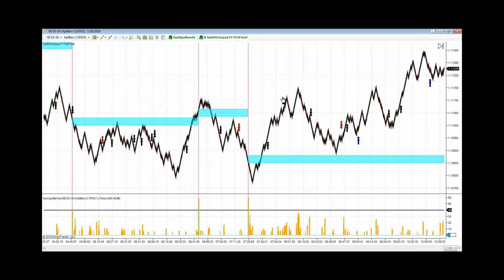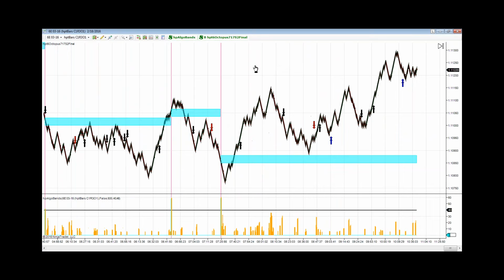You can also trade just when we get short on the algo band, below it's short, short, it's short, it's long, and then it's short. That's another way to trade it.